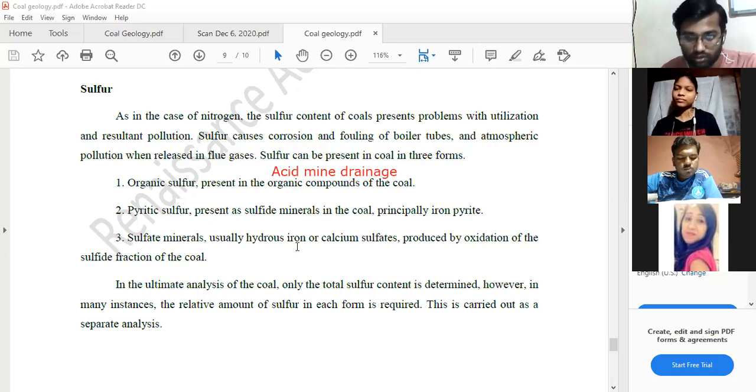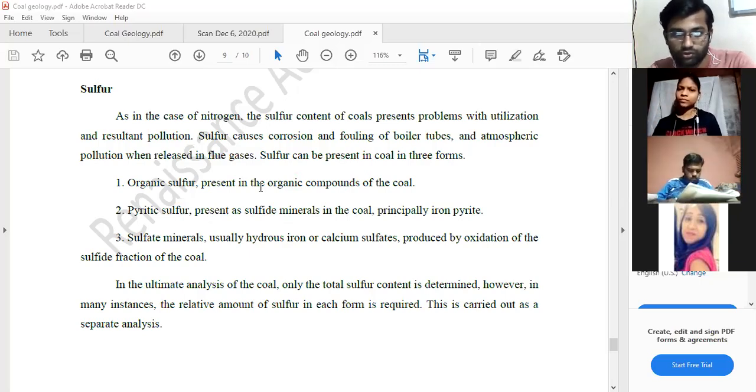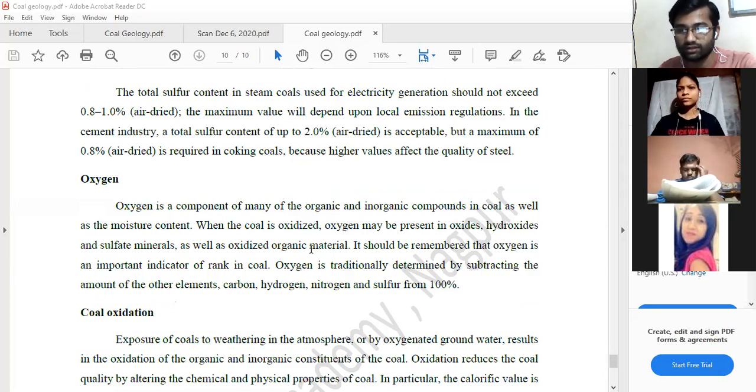So we have some sulfate mineral in coal or associated with coal, then organic sulfur and pyrite. So you need to properly analyze the sulfur content and try to use such a coal in which you have very less sulfur content. Or you need to work on your coal deposit so that you can reduce the sulfur content. So this is about sulfur analysis. Then we have last, oxygen analysis.